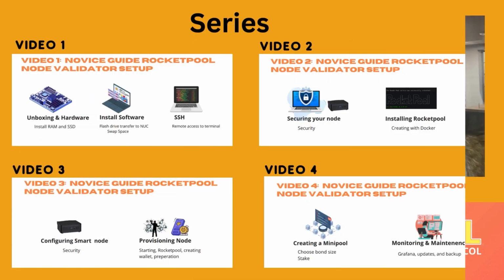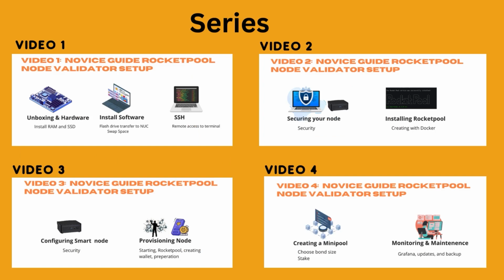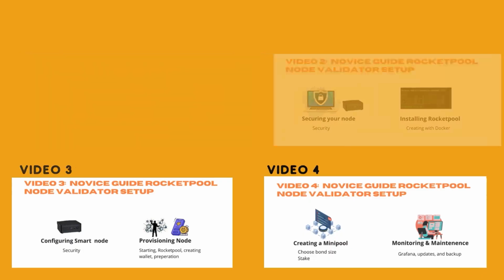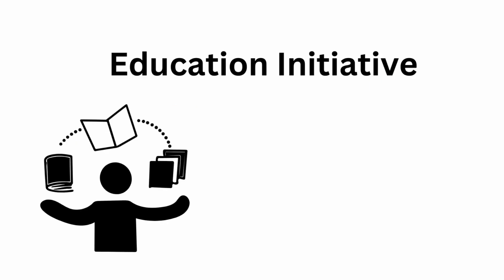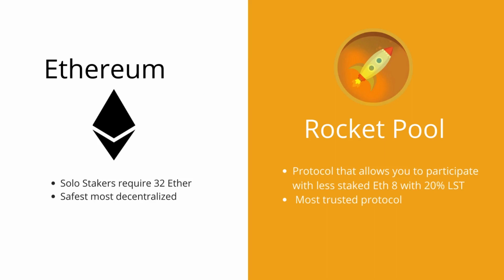Let's get started. This video is one of a 4-part series, each broken up into bite-sized pieces for you to better understand and keep your attention. In today's video, we will unbox the hardware, install the software, and gain access to SSH. This guide gives no financial advice, but is an educational initiative only. Today's video is setting up a node within the Rocketpool mini-pool protocol on the Ethereum network.